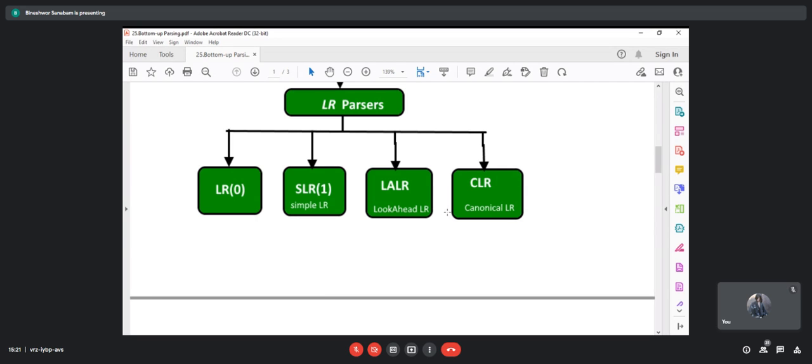In short, if we understand one, it is very easy to understand the remaining. If you have seen the LR0 notes with videos, then it's easy to understand SLR1 as well. It's pretty much similar to LR0.